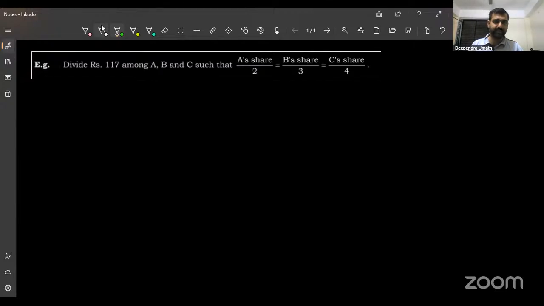How do I do this? It says that I need to divide rupees 117 among A, B, and C such that A share upon 2 is equal to B share upon 3 is equal to C share upon 4. I'll just look at these two first to make you understand what I'm trying to do here. So A share upon 2 is equal to B share upon 3. Can I not say that A upon B is basically 2:3?